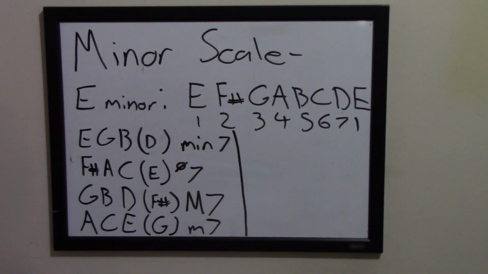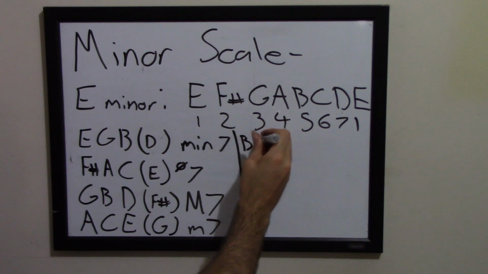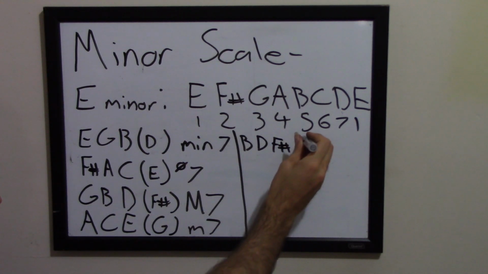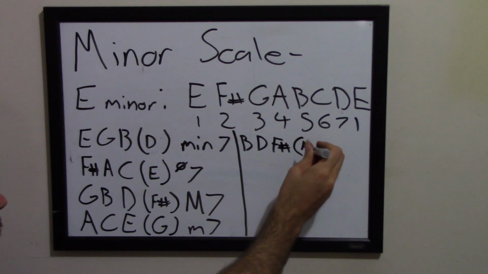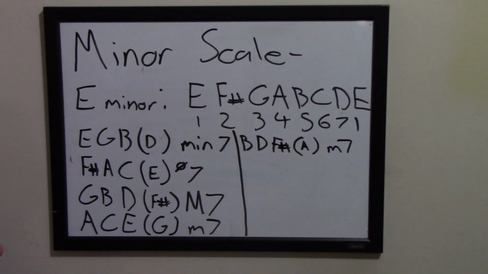Then start on the 5. That's a B. We're going to take the 5, the 7, and the 2. That's going to be a B, a D, and an F sharp. And what does that give us? That gives us a B minor chord. If you want the 7, that's going to be a minor 7th. That's going to be an A up top. And so the 5 naturally occurs as a minor 7. The 5 is either going to be a minor or a minor 7.